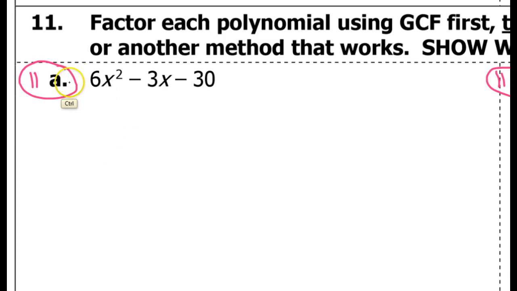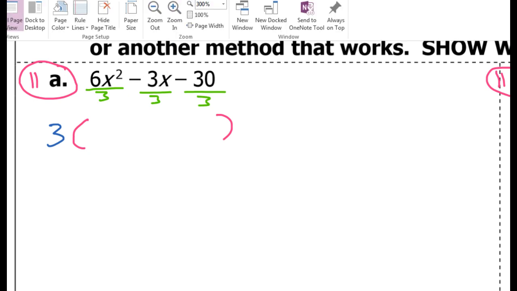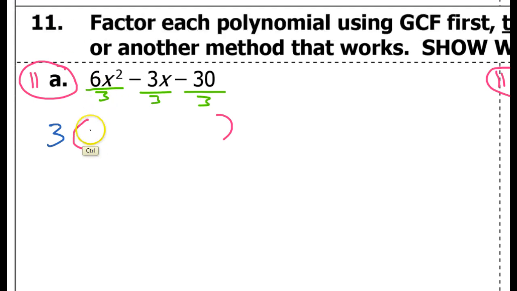Let's see. All of these are divisible by 3, and they don't all have a variable. So 3 is the greatest common factor. So I'm going to pull that off to the side. Alright, then I will use some parentheses to hold the leftovers. To figure out what goes inside the parentheses, I will divide by my GCF. Alright, so that's going to make 2x squared minus x minus 10. But we don't stop here.